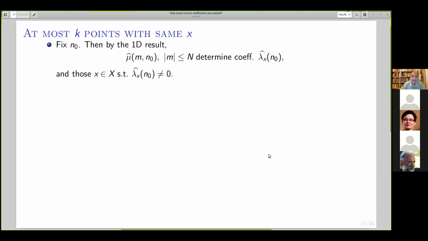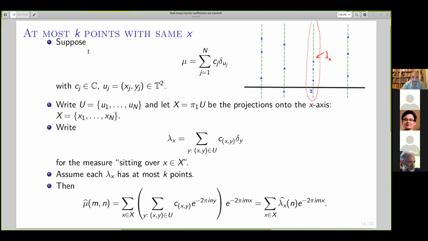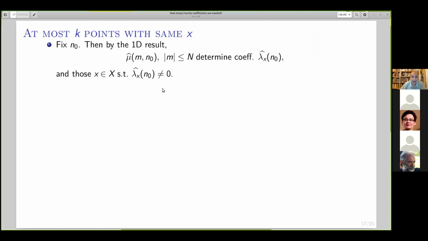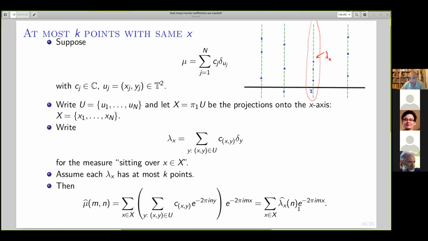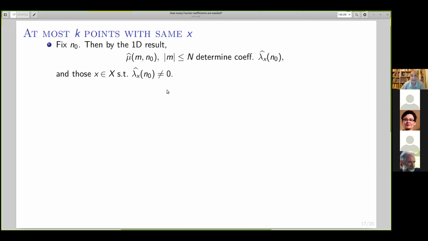And what do we do then? We're going to use the one-dimensional result again. We're going to use it several times. So for every fixed n0, so this point we fix, for every fixed n0, if we take all this data for varying m from minus n to n, we will determine exactly this measure. Why? Because this measure sits on at most n points, and the one-dimensional result tells us that its Fourier coefficients determine it. So what do we determine? We're going to determine all the coefficients and all the x's, but be careful here.